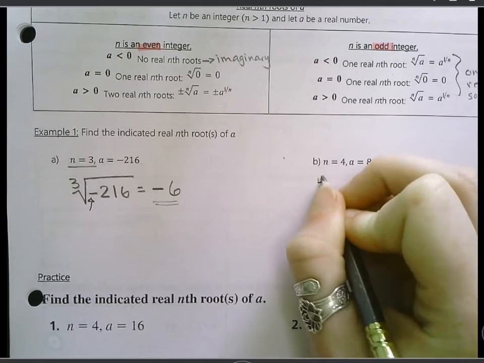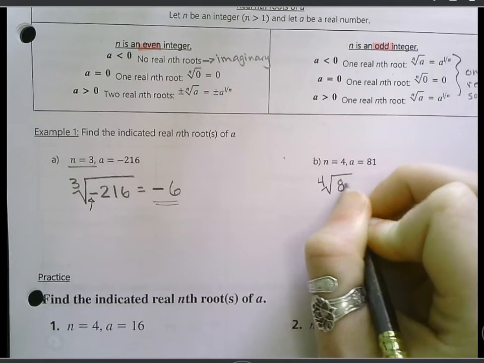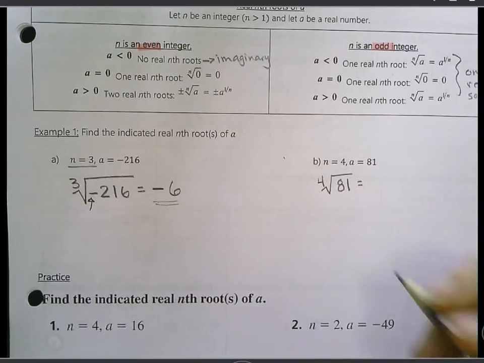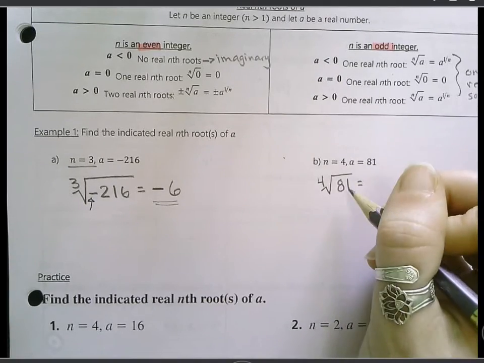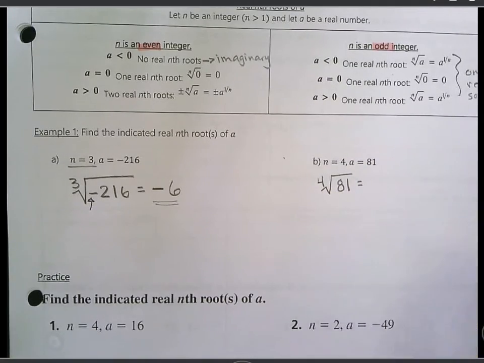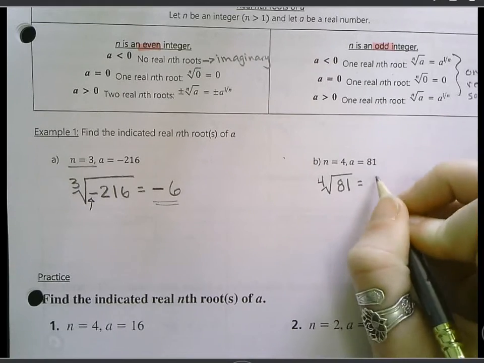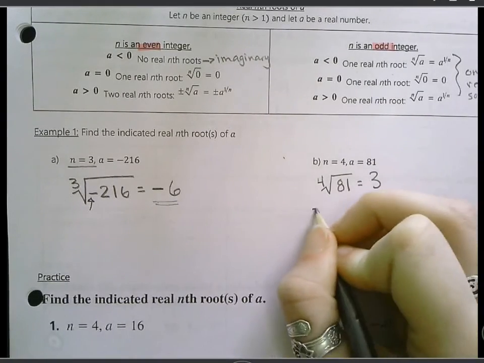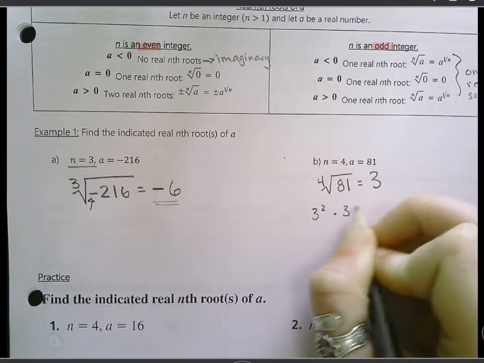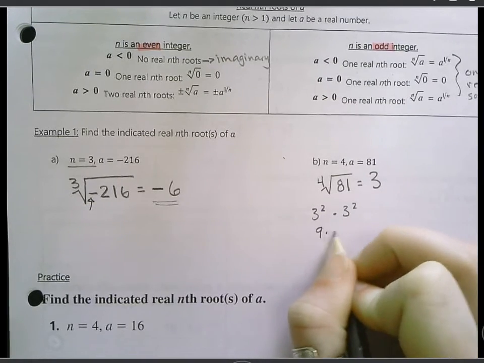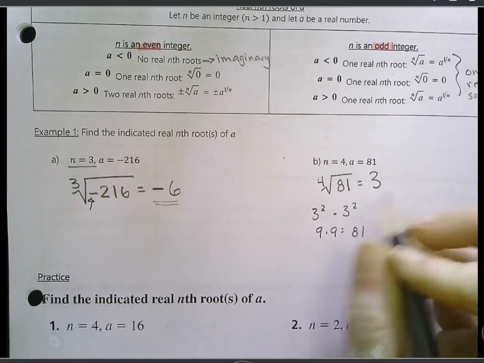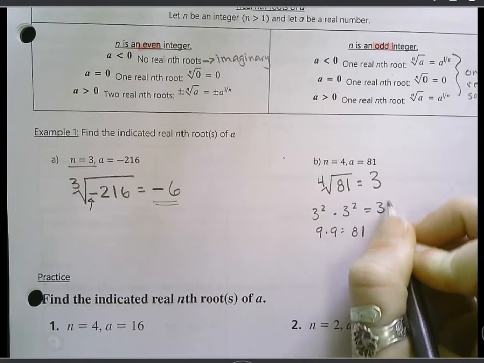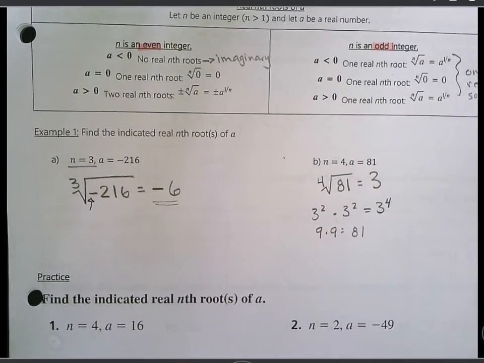For b, it says the fourth root of 81. Well, I know 9 times 9 would be 81, but I want a fourth root, not a square root. But 9 also has a square root, that's 3. So that means my answer here must be 3. Because if I have 2 3 squareds times each other, that's a 9 times 9, which is 81. But 3 squared times 3 squared is also written as 3 to the 4th power.